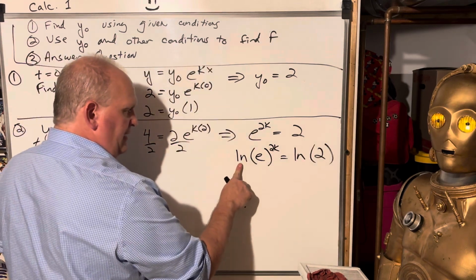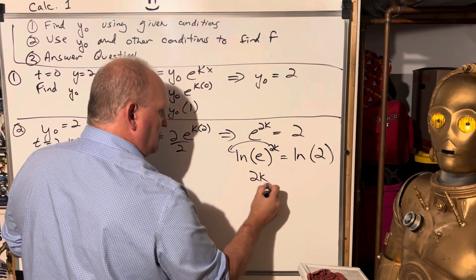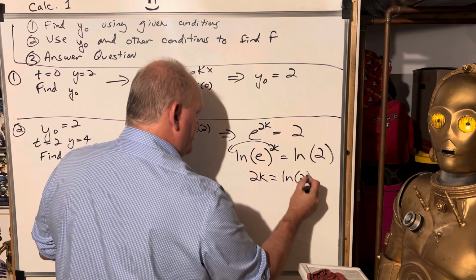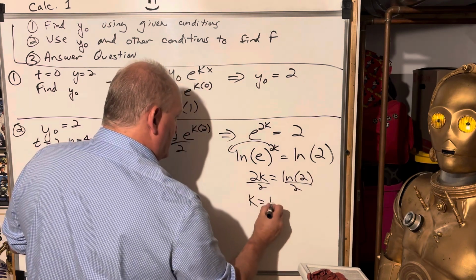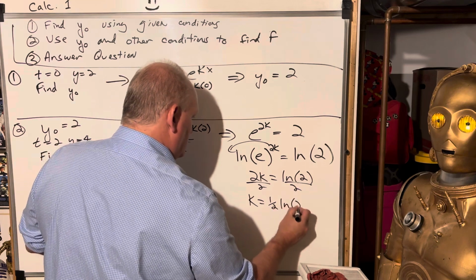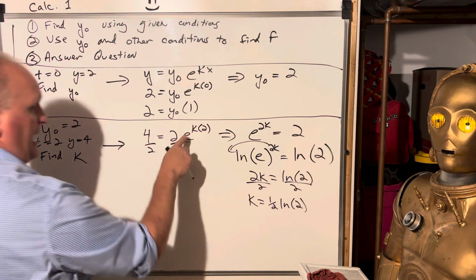And now when you have ln of e to some power, you can just bring that down, and that's just 1. So it's just 2k is equal to ln 2. And then divide by 2. So we got k is equal to 1/2 ln 2. And so now we have k.